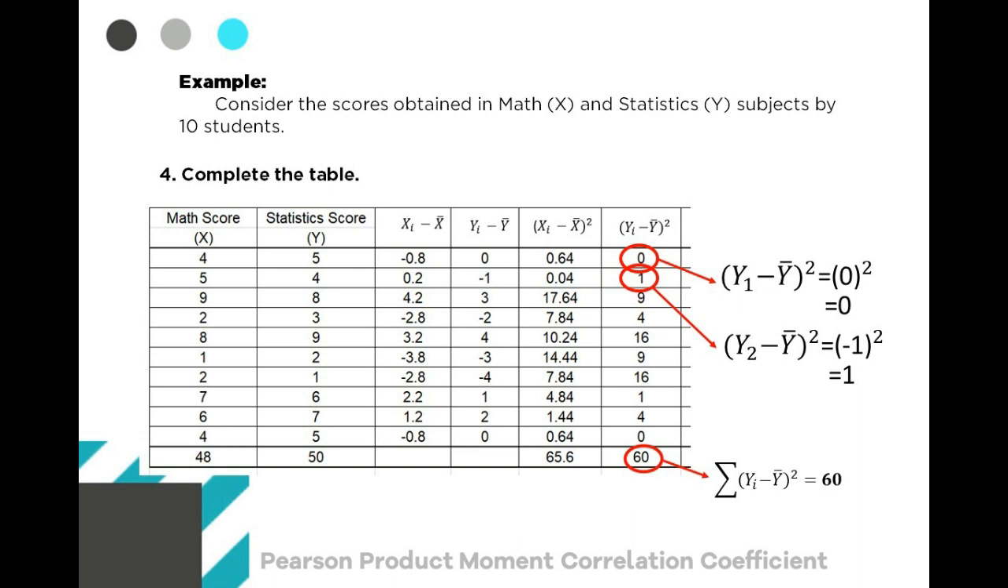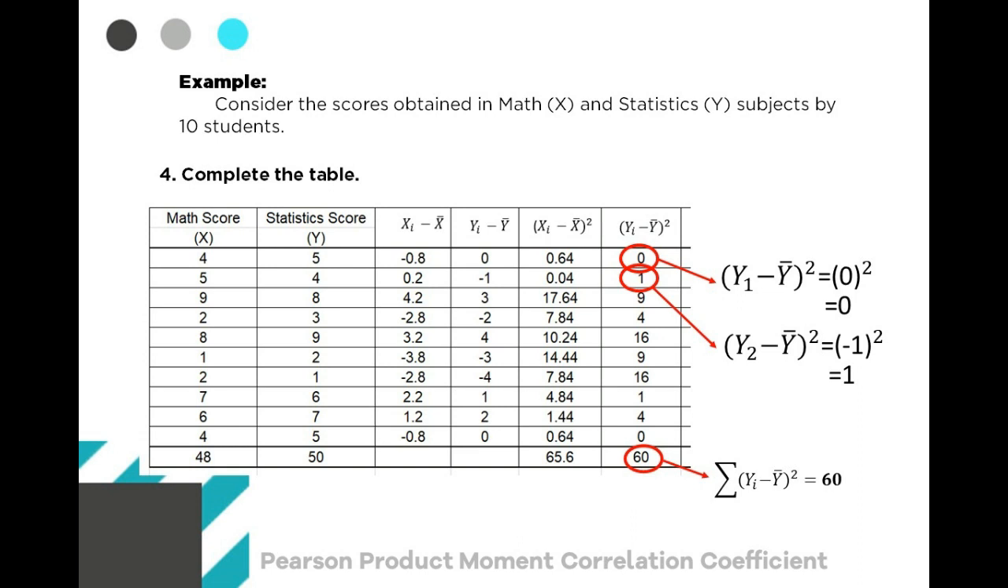So we have the square of 0 is 0, the square of negative 1 is 1. Okay, and then the square of 3 is 9, and so on and so forth. Okay, so then we get the summation. After solving for the square of column 4, we get the summation as equal to 60. Okay, so that's the 6th column.